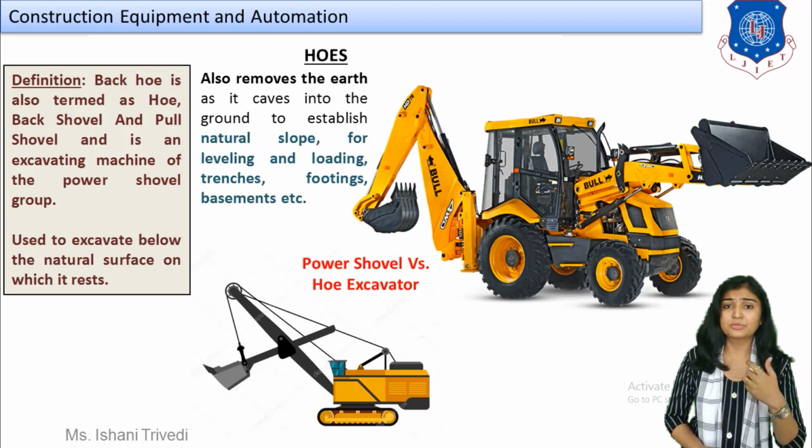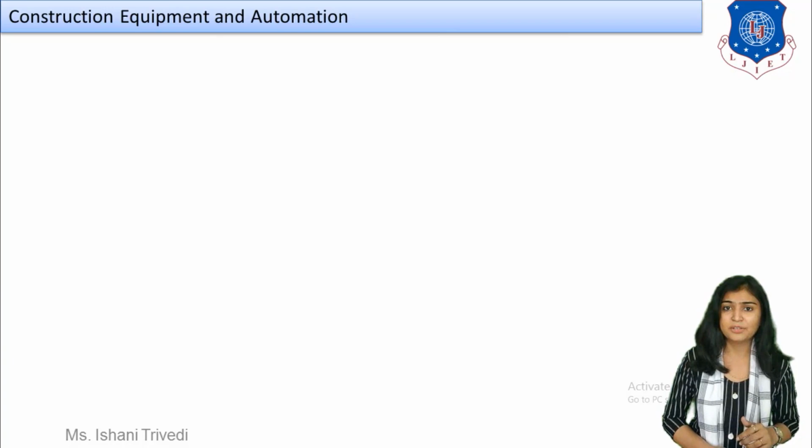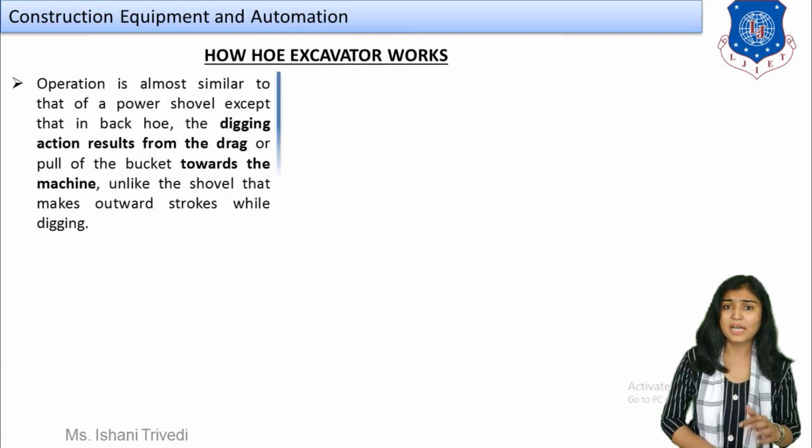It is used to establish natural slope and to carry out the excavation work for leveling and loading, because the dozer blade is also present. Then you can also carry out laying of foundation trenches and footings and basements, meaning something which is below the track level. For that type of excavation you can use the hoe excavator. Now how does it work?